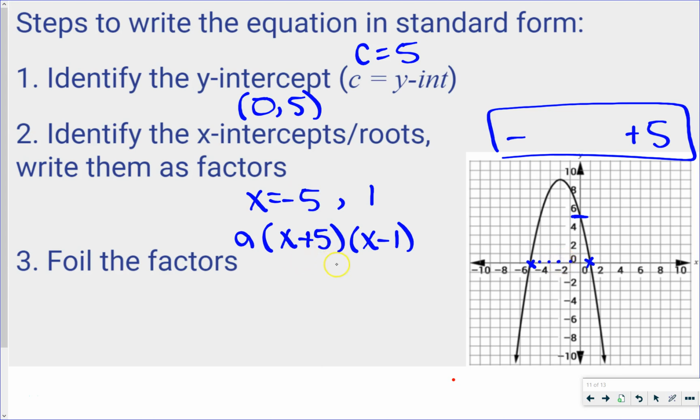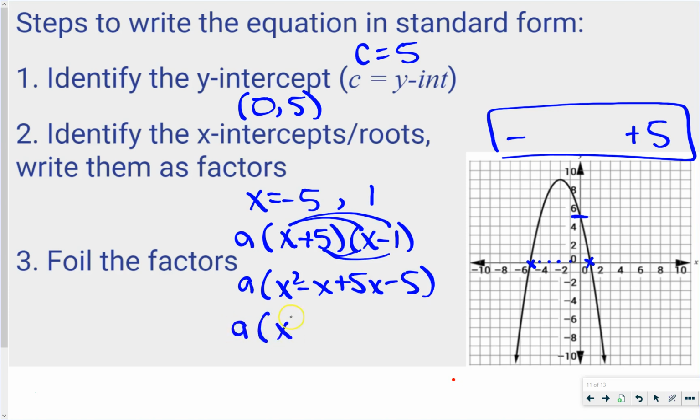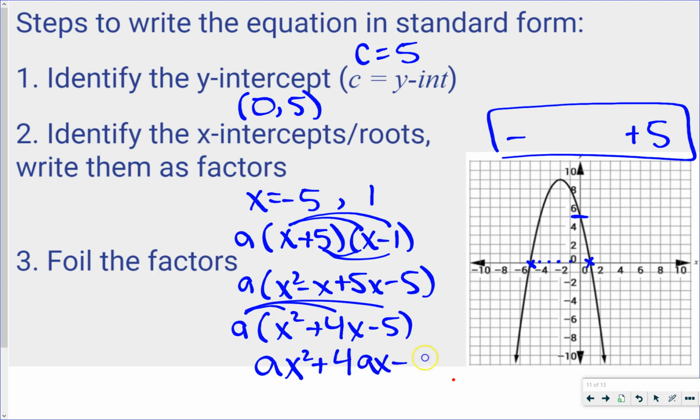All right, let's FOIL them together. So we're going to have x squared minus x plus 5x, and then finish it with -5. We remember how to FOIL, right? We're distributing the x to those two, and then we distribute the 5 to both of them. Combine like terms in the middle. That's -1 plus 5, which gives me a +4, minus 5. One last step to squish them all back together is to distribute this a to all the pieces. So we have a x squared plus 4ax minus 5a.